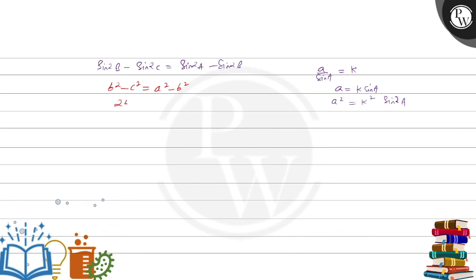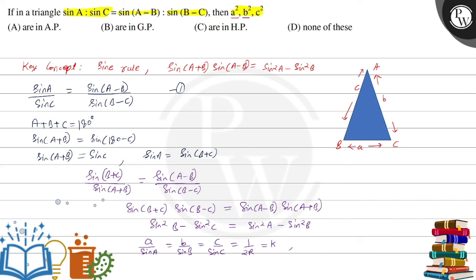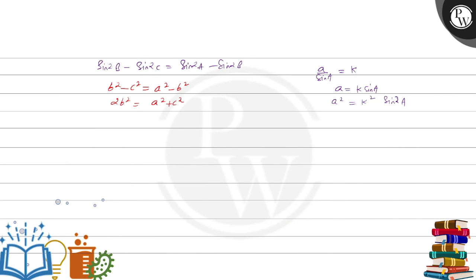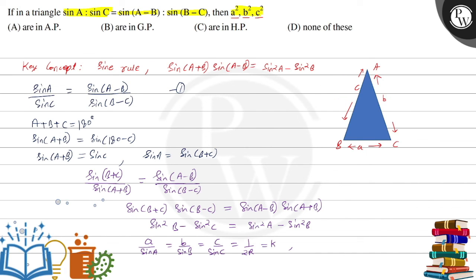So what does it mean? 2b square is equal to a square plus c square, and this is the property of an arithmetic progression. If the three sides are given here, this is how we can represent the arithmetic progression. ये arithmetic progression की property है, ठीक है. So the relation between a square, b square and c square is that they are in AP, because b square minus c square is equal to a square minus b square.